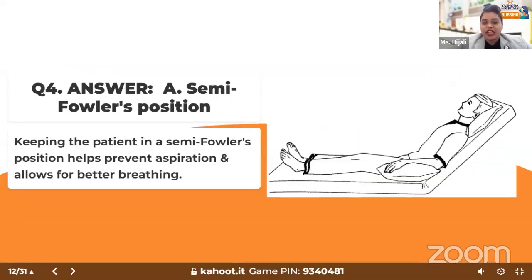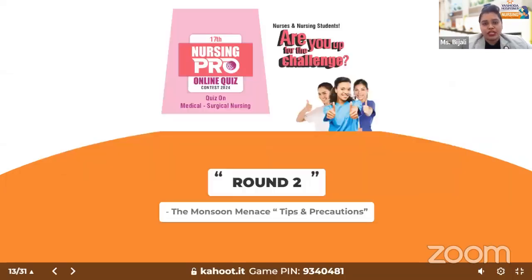Okay, and then the rationale we have behind it is keeping the position in semi-Fowler's position helps prevent aspiration and allows for better breathing. So let's move on to the next question. That is on round 2. So we have finished with round 1. Next is round 2, the monsoon menace: tips and precautions.